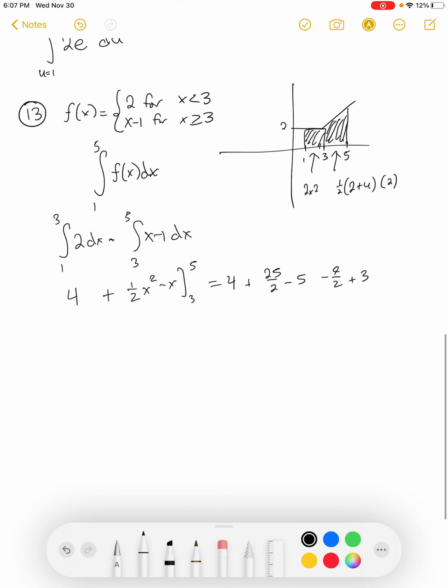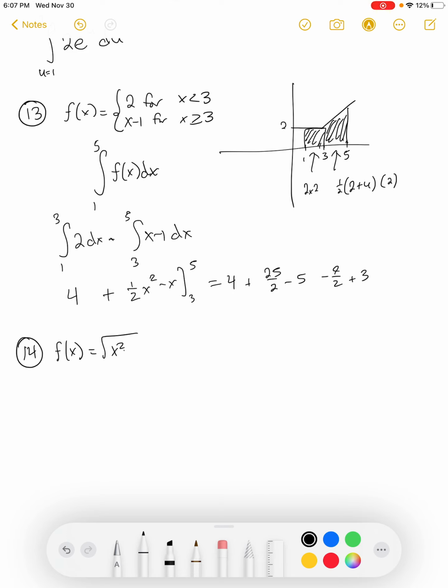Just a couple more. Ooh, 14 looks unpleasant. Let's do it. F of x is the square root of x squared minus 4, g of x is 3x minus 2, and we're going to try to find the derivative of f of g of x at x equals 3.